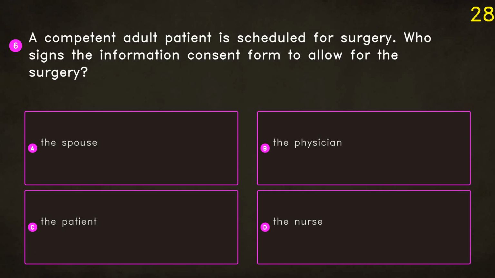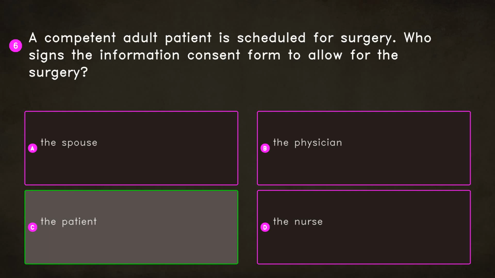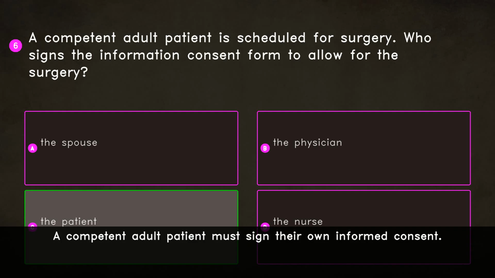Question 6. A competent adult patient is scheduled for surgery. Who signs the information consent form to allow for the surgery? A. The spouse. B. The physician. C. The patient. D. The nurse. The correct answer is the patient. A competent adult patient must sign their own informed consent.